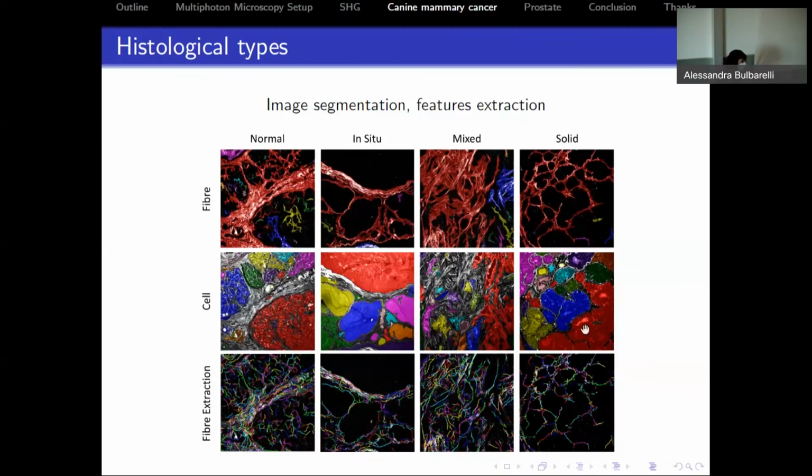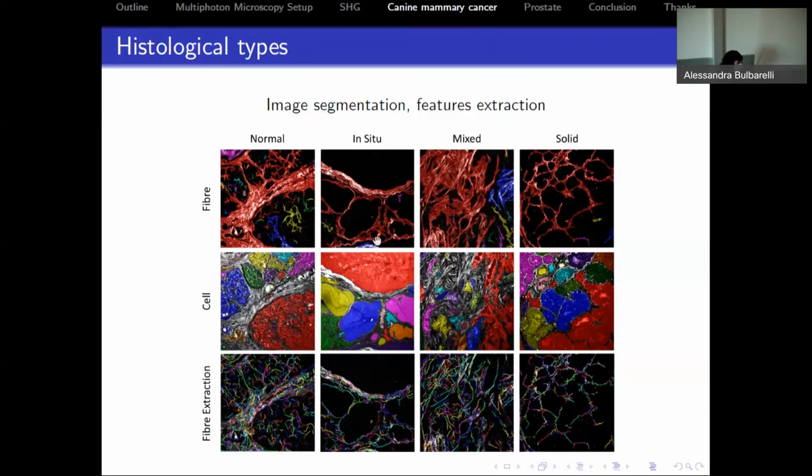In the second line, also in different colors, are shown the areas of cellular identified by the software. And so say in this one, we see this big red area, which is the internal part of the gland, which is marked in a cellular region in this one. So all the colors indicate the connected cellular regions that the software identified.